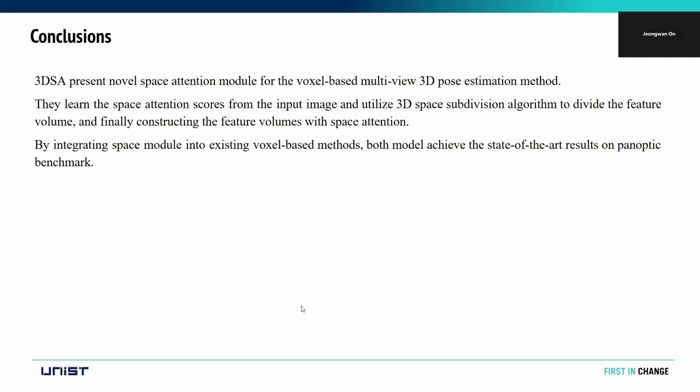So in conclusion, in this paper, they present a novel space attention module for voxel-based multi-view 3D pose estimation methods. They learn the space attention score from the input image and utilize the 3D space subdivision to reduce the computational burden, and finally they construct the feature volume with the 3D space attention. By integrating the space attention module into existing voxel-based methods, they achieve state-of-the-art results on the Panoptic benchmark.